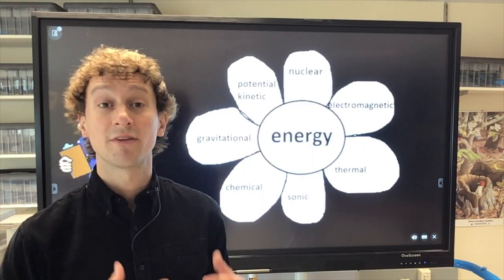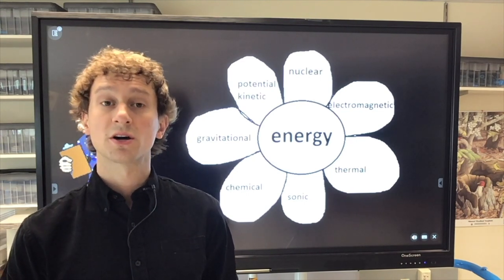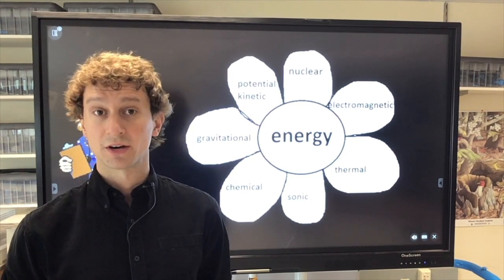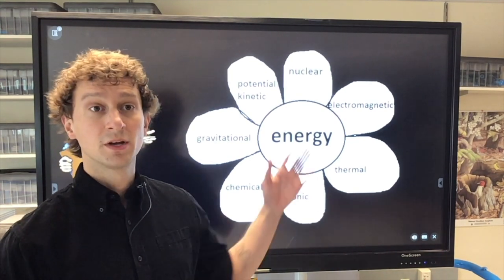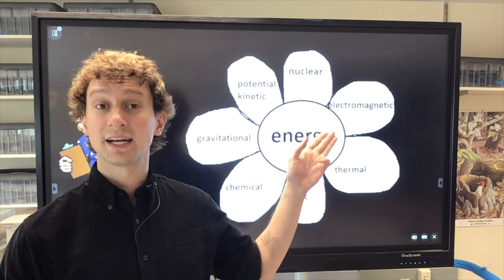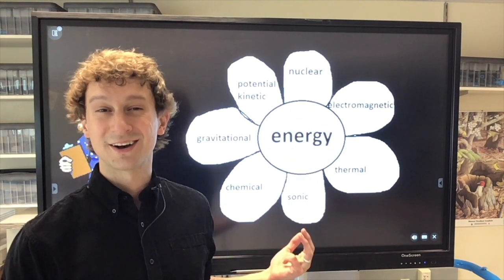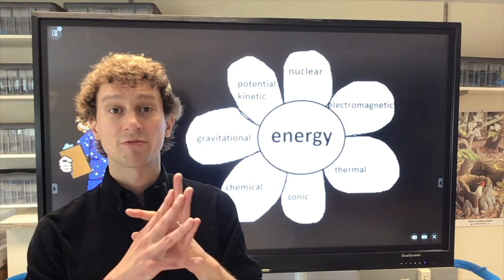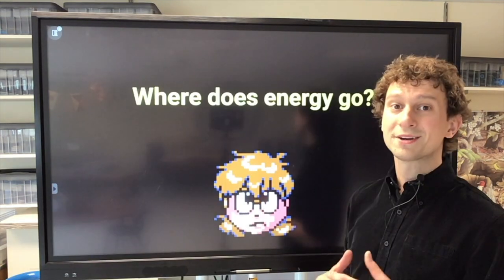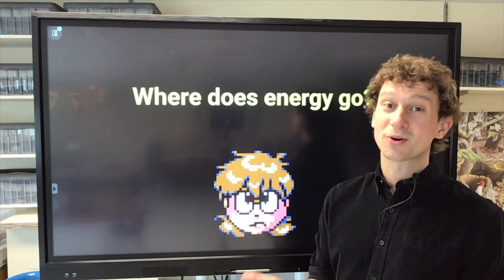So, let's get started. Before we talk about the law of conservation of energy, what that is and what it means, let's do a little bit of reviewing. We discussed at the beginning of our time with energy the 8 forms of energy that we're going to discuss and elaborate on in this unit. We've got nuclear energy, electromagnetic, thermal, sonic, which means sound, chemical, gravitational, and potential and kinetic, which are unified in one kind of energy. Where does energy go? That's what we're going to talk about today.